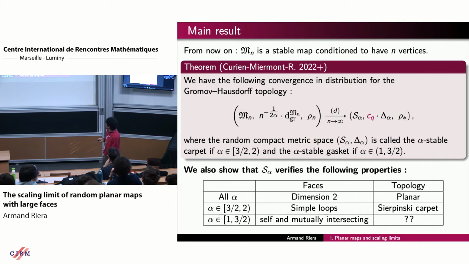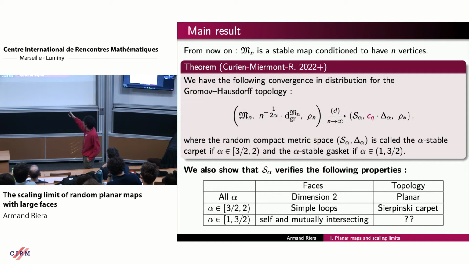Okay. And if alpha is between 3/2 and 2, then the faces are not very large, and the boundaries are just simple loops. So you have injective cycles. And in that particular case, we are able to understand pretty well the topology, and the topology is that of the Sierpinski carpet. So this is just a universal topological curve, and it does not depend on alpha, and it's deterministic.